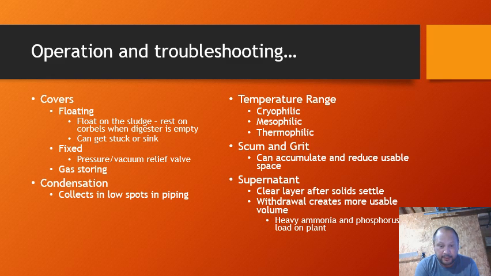So be aware, pretty heavy ammonia and phosphorus loading in that supernatant. As I mentioned, it certainly is a lot cheaper to withdraw that clear water off the top and run it back through the plant than running all of that sludge across your belt filter press to dewater it. But be aware that it can put a pretty serious load on the plant. So there you go, a little bit more about anaerobic digestion, and that's all I got.